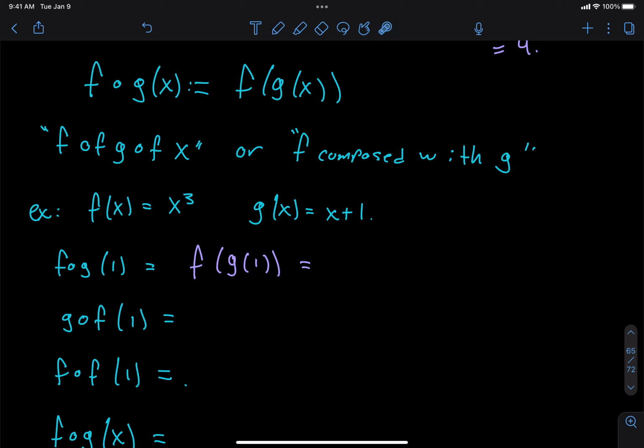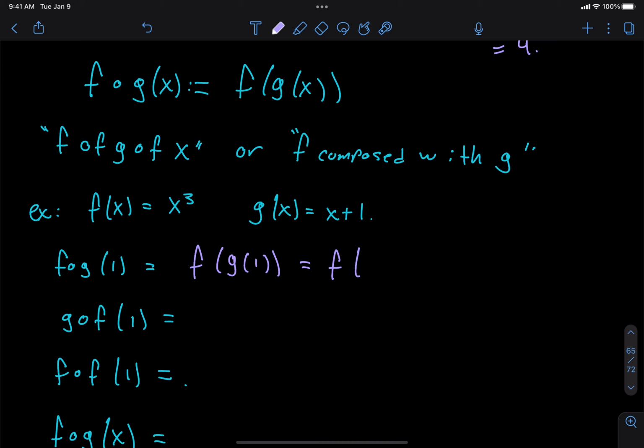Well, I use PEMDAS. What does PEMDAS say we should do first before anything else? The P stands for parentheses, right? Which means the first thing that I'm going to do is I'm not even going to worry about f, am I? I'm just going to do g of 1. Yes? Okay, so let's rewrite.